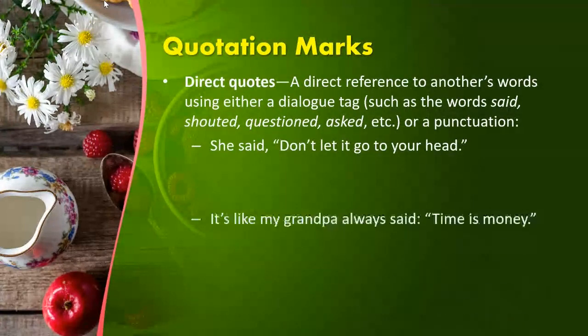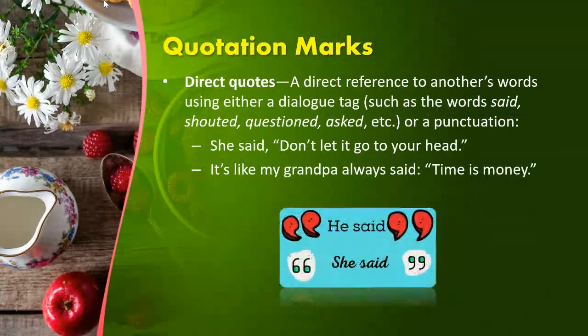Direct quotes are the first way you might use quotation marks. Direct quotes directly reference another's words using either a dialogue tag, such as the words said, shouted, questioned, asked, etc., or a punctuation mark. One example of this is she said, "Don't let it go to your head." This first example uses a dialogue tag to reference someone else's words. Another example of a direct quote is, "It's like my grandpa always said: time is money." This is an example of a direct quote using a punctuation mark, in this case a colon, to reference someone else's words.